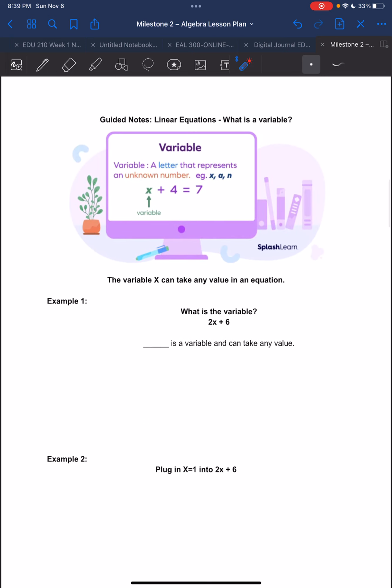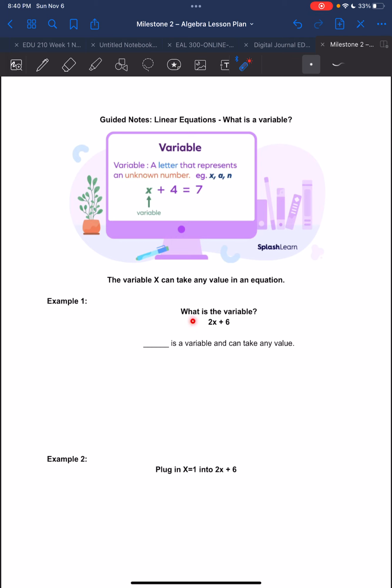These here are my guided notes. To start off, I am covering linear equations. What is a variable? A variable is a letter that represents an unknown number. For example, it could be x, a, or n. In this equation, my variable is the letter x: x plus 4 equals 7. x here is representing an unknown number. The variable x can take any value in an equation.